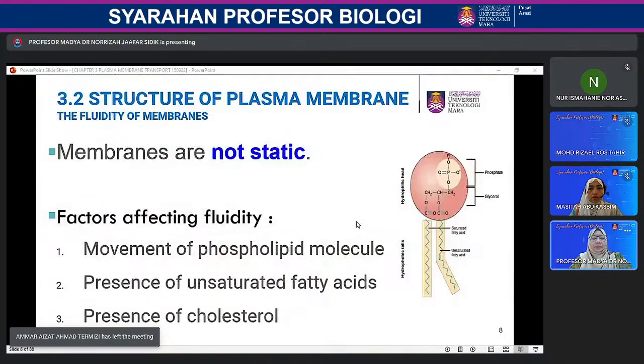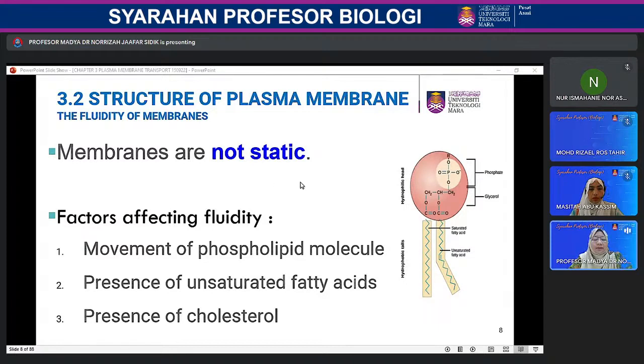All right. So now we look at the structure of the plasma membrane, the fluidity of membranes. As I mentioned just now, the membranes are not static; they are dynamic. Yeah, they move, right? All right. So what are the factors that affect the fluidity?